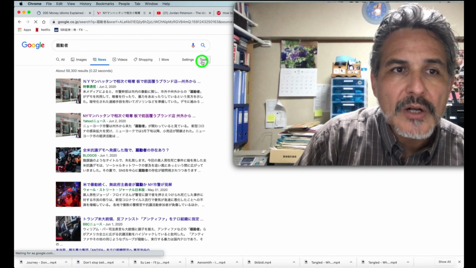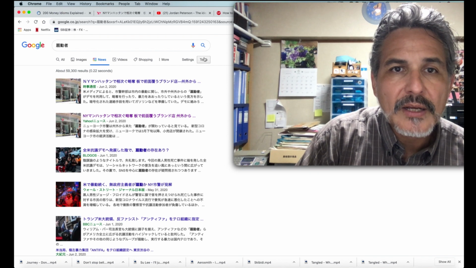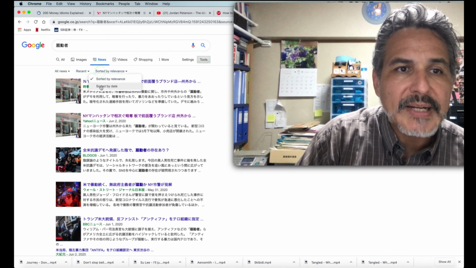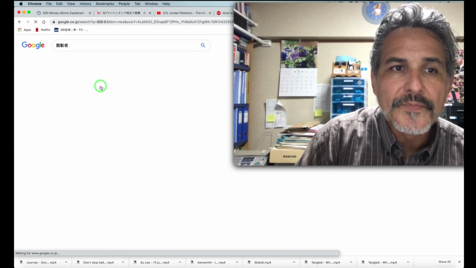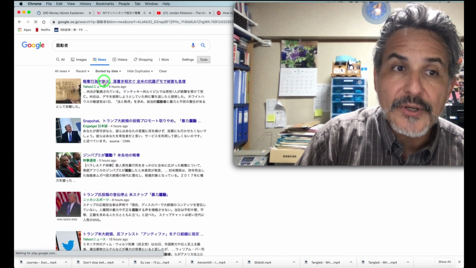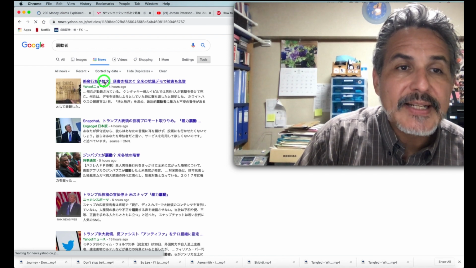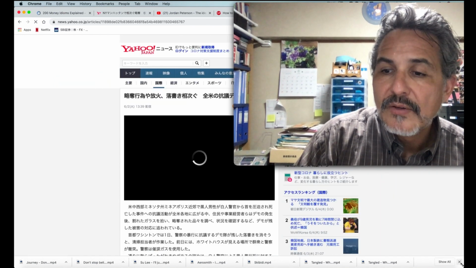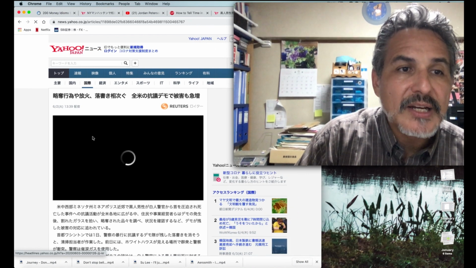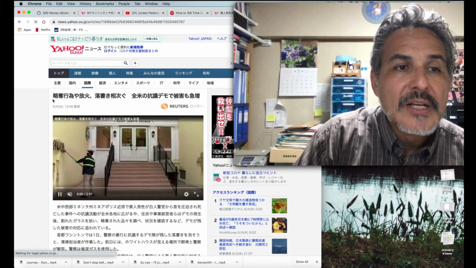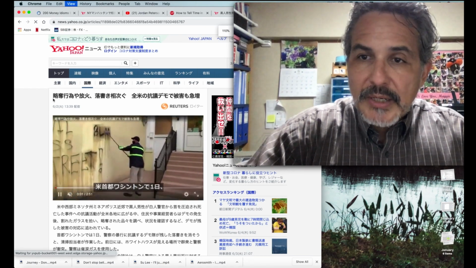And we're going to click on tools and look at the recent, sorted by relevance, sorted by date, which will give us the most recent use of that. This is 4 hours ago. And you will notice that in the headline of this, we already have the word that I just mentioned, ryakudatsu. Ryakudatsu right here. Let me blow this up so you can see a little bit better.